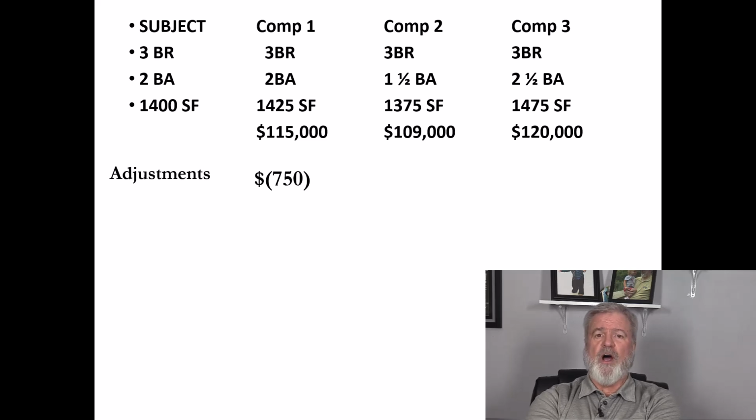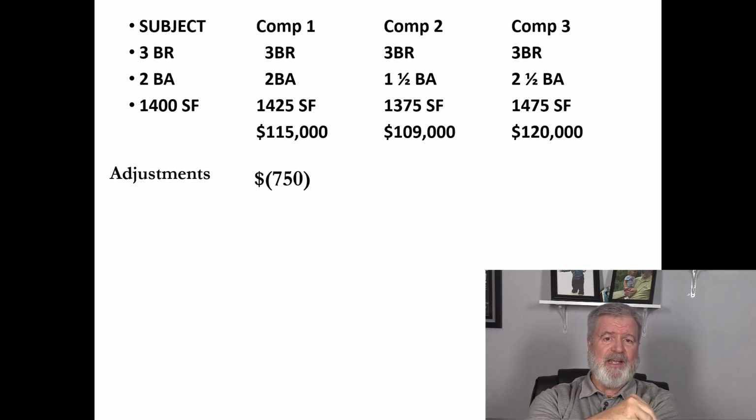And go over to comp number 2. Y'all, again, we're just looking at comp 2, and we're only looking at the square footage of comp 2. Now we're comparing comp 2 to the subject. Well, what's the difference in square footage between comp 2 and the subject? Well, again, 25 feet. And we know we're using $30 a foot, so 25 feet times $30 a foot, again, is $750.